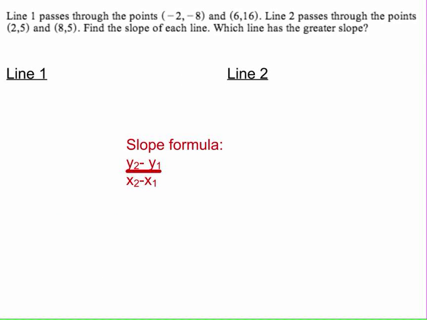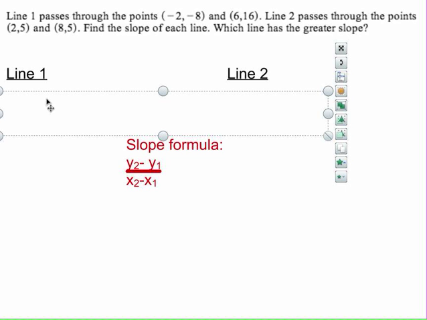Here we have a word problem. Line 1 passes through the 2 points given, negative 2, negative 8, and 6, 16. Line 2 passes through the points 2, 5, and 8, 5. Find the slope of each line. Which line has the greatest slope? So as you can see, we have 2 sets of points about 2 different lines. First thing they want us to do is find the slope for each line. So we're going to take our points for each line and we're going to label them.